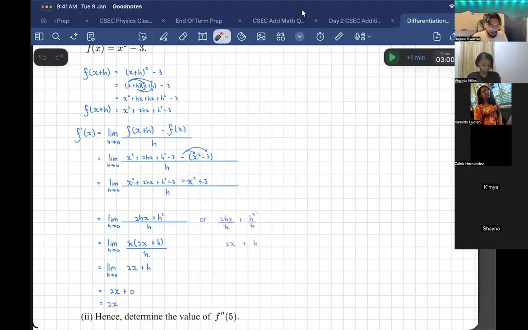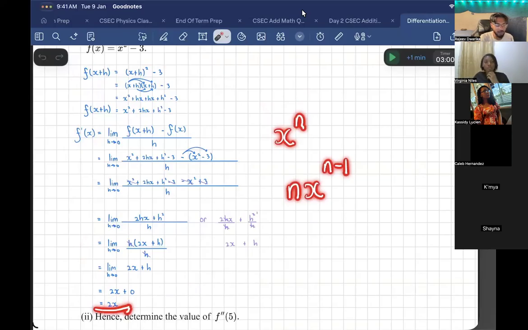So generally speaking, Kamaya, when you are differentiating x to some power, the general rule is this. You're gonna multiply by the power, and then you would take away 1 from the power. And that is what was observed by doing first principles, which is like the full long working.